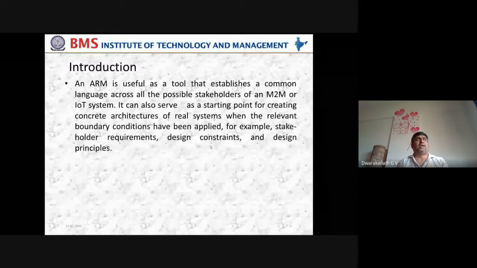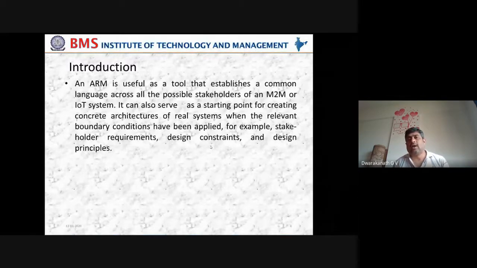So actually it will serve as the starting point to create concrete architectures, especially for real systems, because with an IoT project we always deal with real systems or a real environment. When the relevant boundary conditions are there, it means I want to put a boundary on my IoT project, and for that I need some architecture. For example, the stakeholder requirements, design constraints, and the design principles.